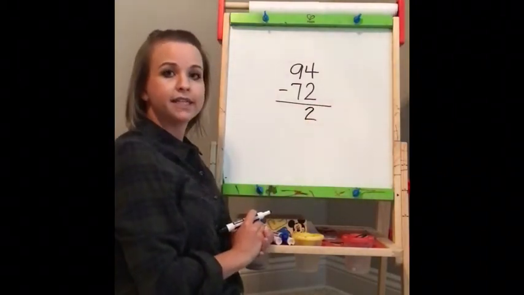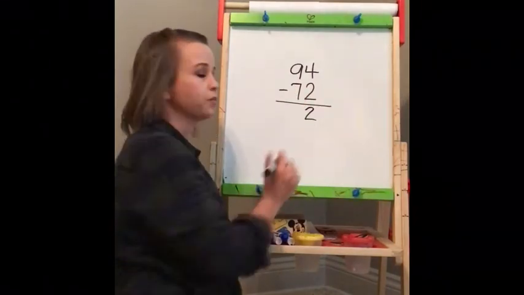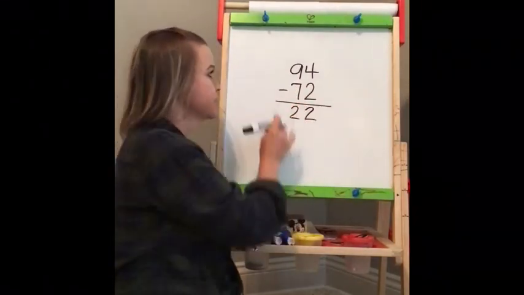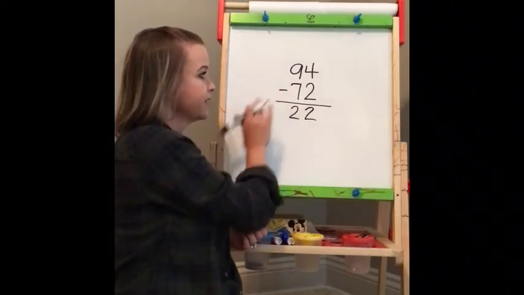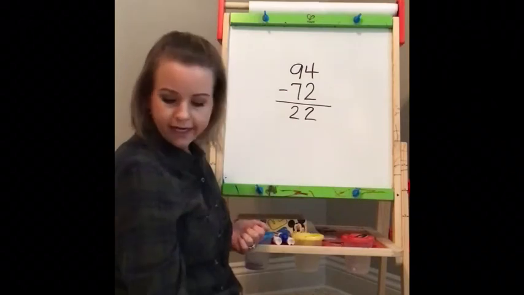Then I can go to the tens place. 9 minus 7 equals 2. Very good. So 94 minus 72 equals 22. Good job. Go ahead and erase your board.